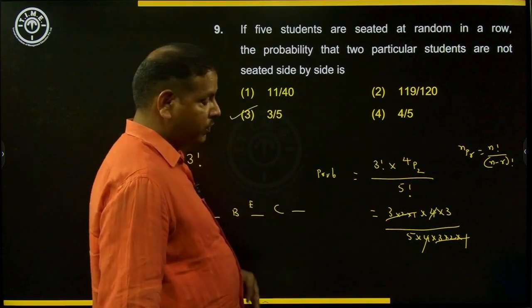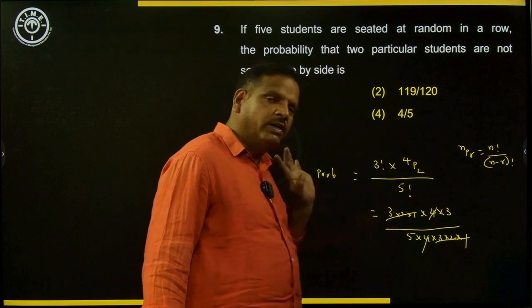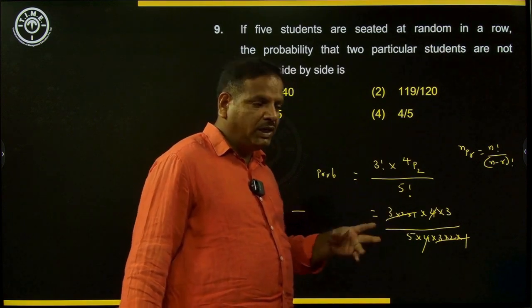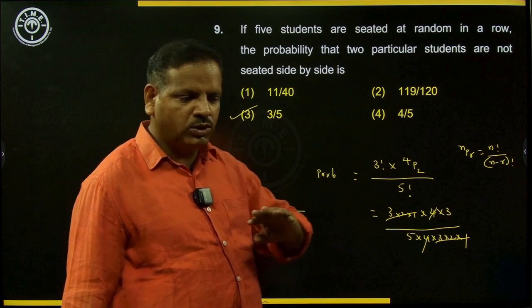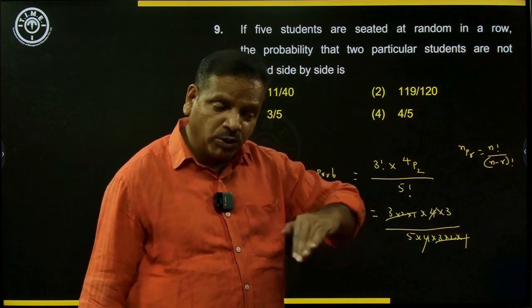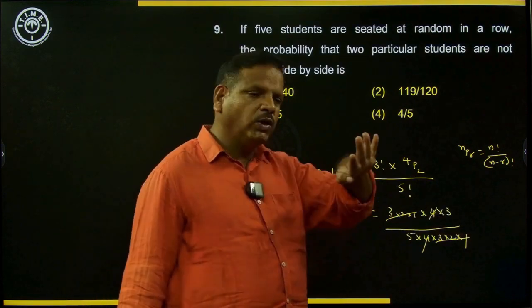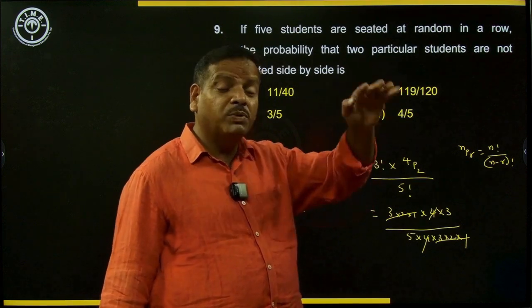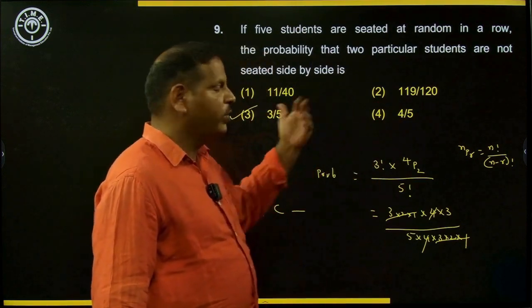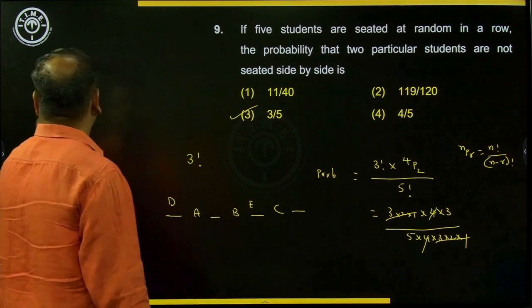5 students can be seated in a row in 5 factorial ways, that is the denominator. 2 particular students should not be seated side by side, which means leave the 2 particular students. The remaining 3 are to be seated in a row in 3 factorial ways. There will be 4 gaps, and those 4 gaps for the 2 particular students can be filled in 4P2 ways. Okay.